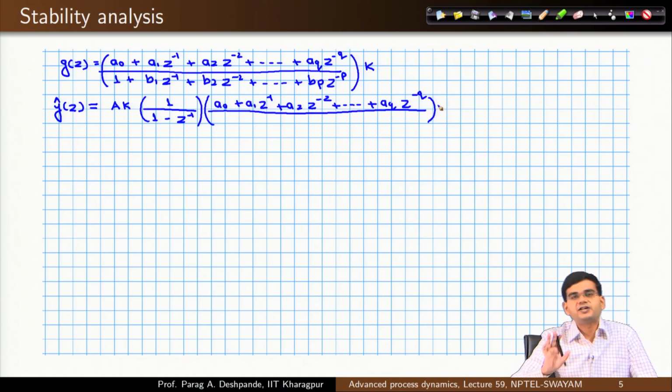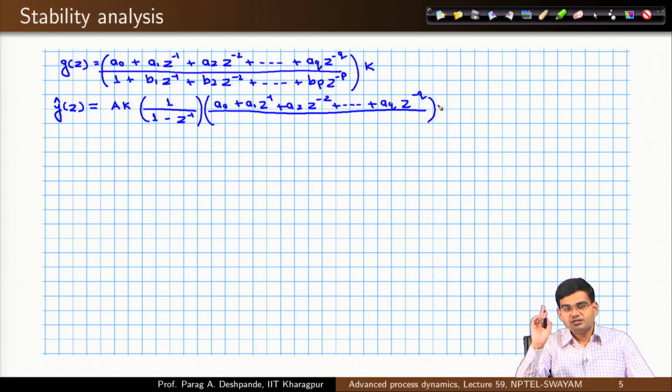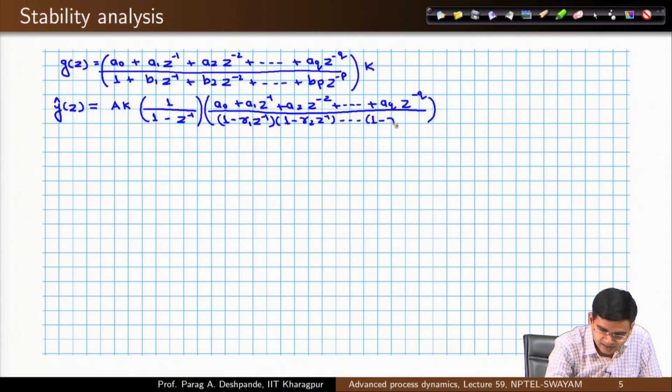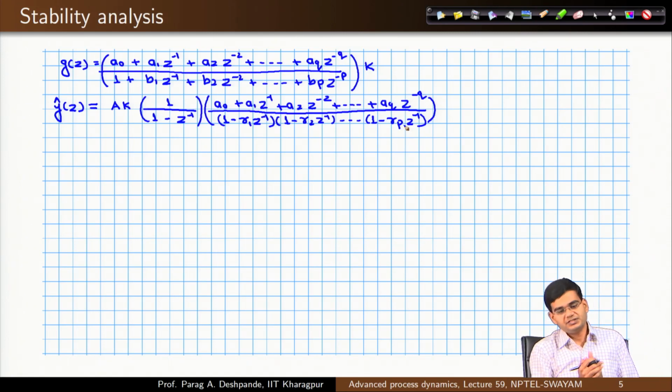Now, let me factorize the denominator. If you remember the lecture in which we introduced Z transforms, we can factorize the denominator now into p number of factors as this: 1 minus r 1 Z inverse, 1 minus r 2 Z inverse, up to multiplied by 1 minus r p Z inverse. This is the way we will do the factorization.